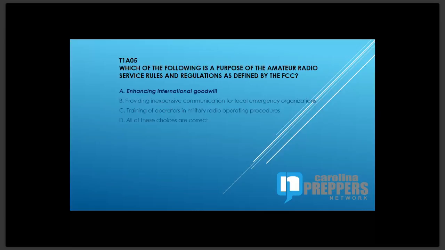So, that's right, Carrie and Natalie. It says, what is a purpose, not the purpose. Training of operators in military radio operating procedures. Well, then that would imply that they have a radio service called MARS, Military Auxiliary Radio Service.